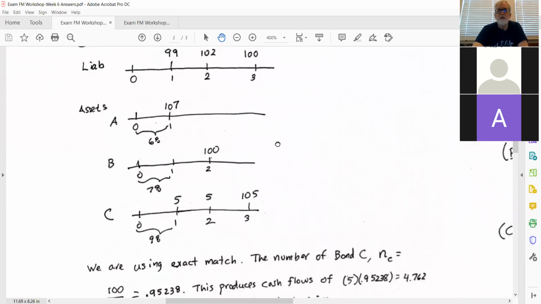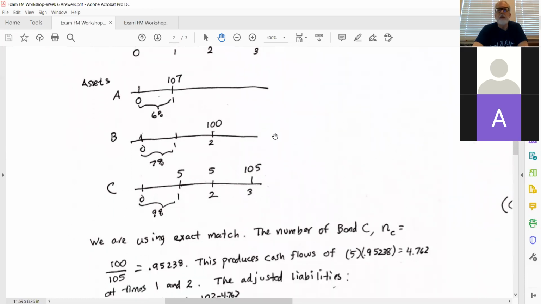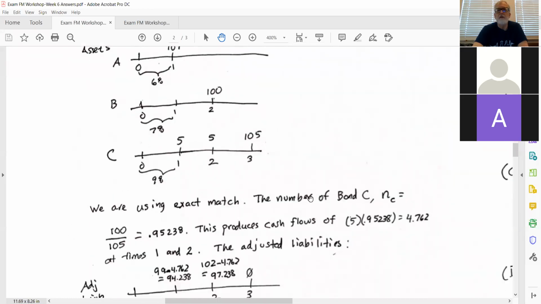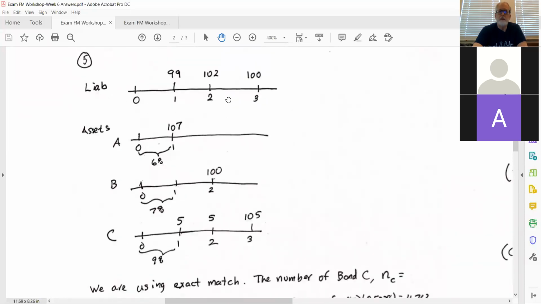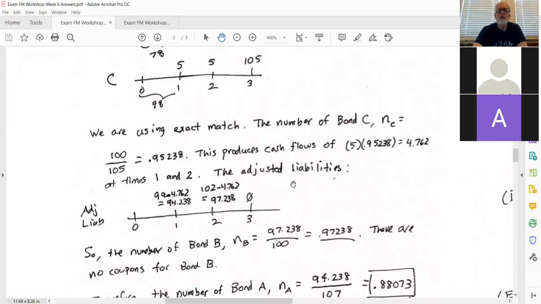So we do the same thing. We start at the end. In this case, we have 100 that's payable at time 3. And our cash flow at time 3 is 105. So we need 0.95238 bonds of the 3-year. And each one of those produces a $5 coupon payment at both times 1 and at time 2, which is 4.762.